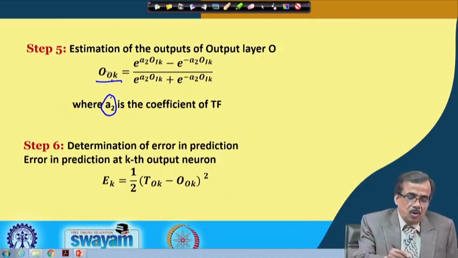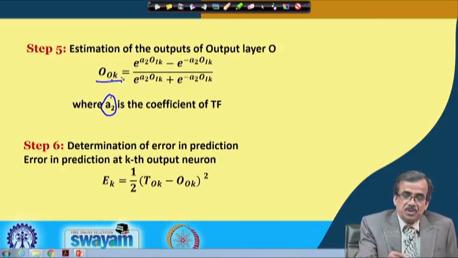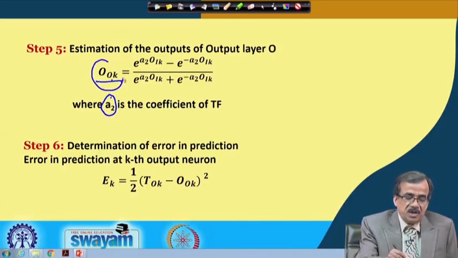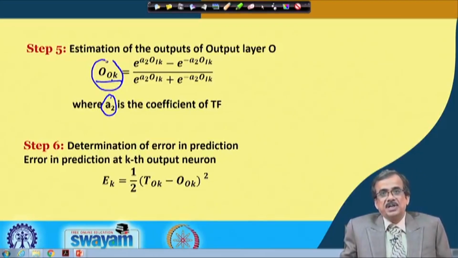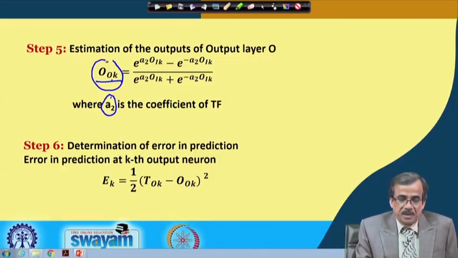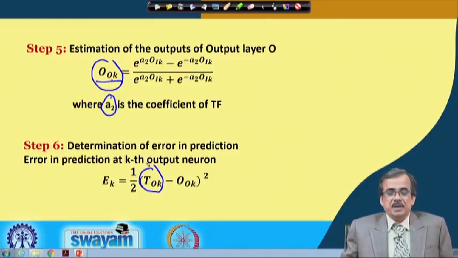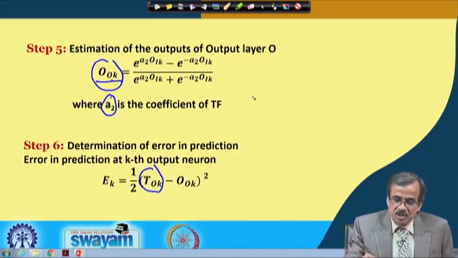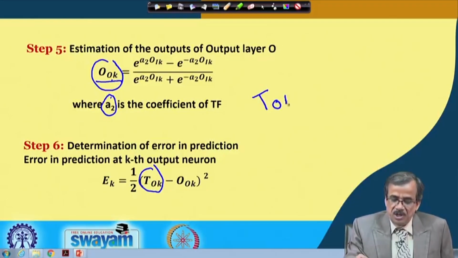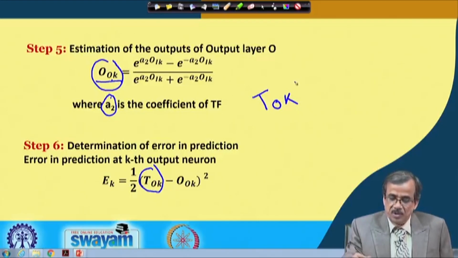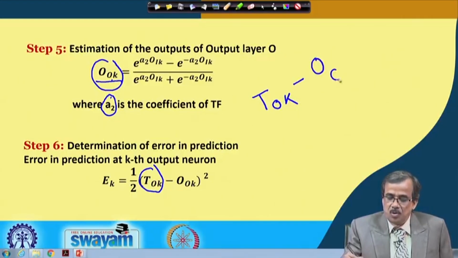So, this OOK is nothing but the calculated output of the kth neuron lying on the output layer. Once you have got it, we can compare it with the target value, that is, the target output of the kth neuron, which is denoted by TOK. Now, I have the target output TOK and the calculated output OOK.